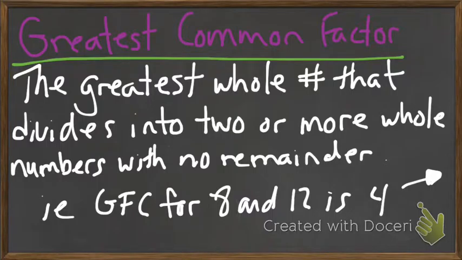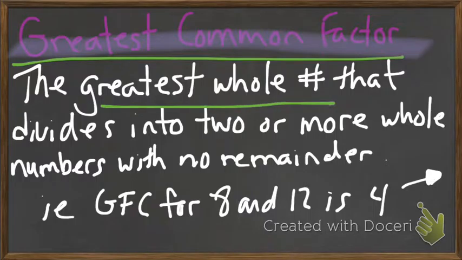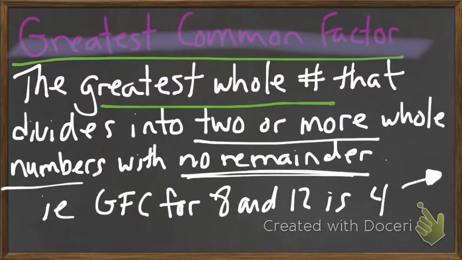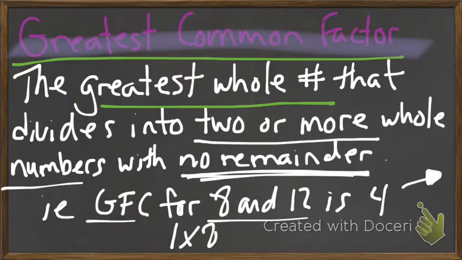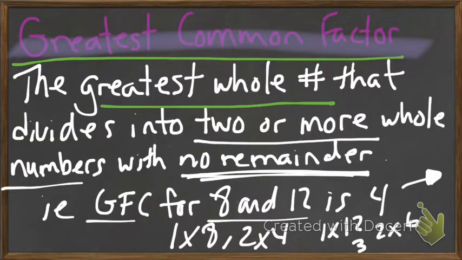So, definition of greatest common factor. The greatest whole number, remember we're only dealing with whole numbers right now, that divides into 2 or more whole numbers with no remainder. When we divide a big number, for example, if we look at the greatest common factor for 8 and 12, 8 can be broken down into 1 multiplied by 8, 2 multiplied by 4, or you can reverse these two sets of numbers, so 8 multiplied by 1 and 4 multiplied by 2. 12, you can have 1 multiplied by 12, 2 multiplied by 6, and 3 multiplied by 4.